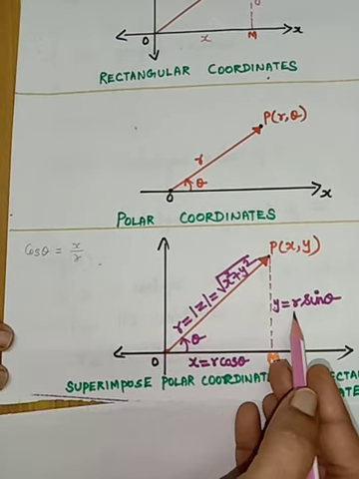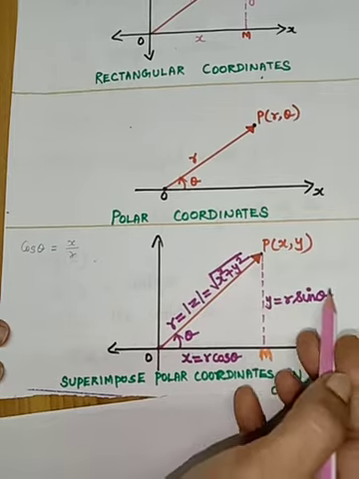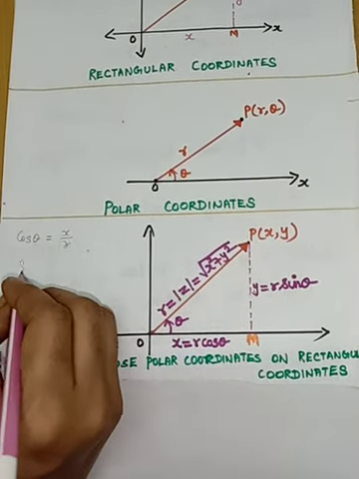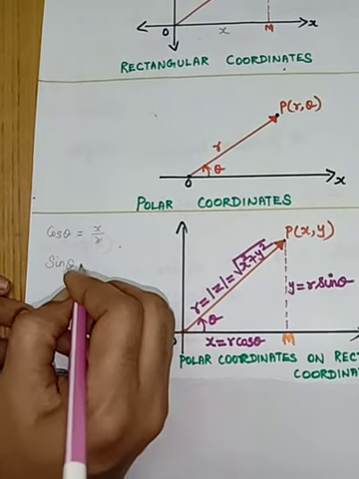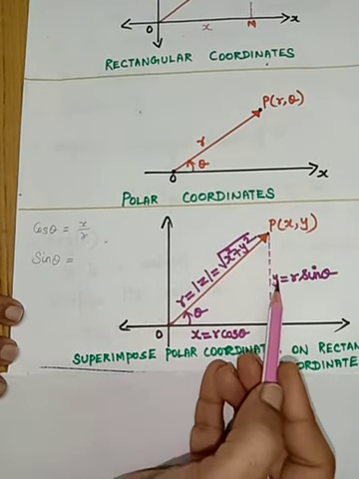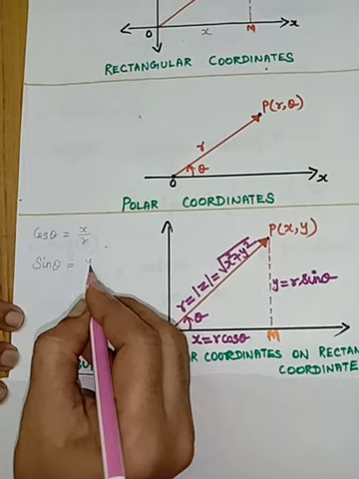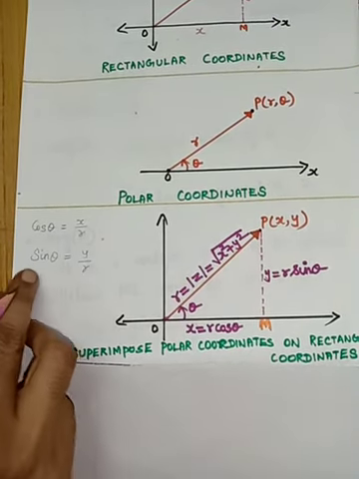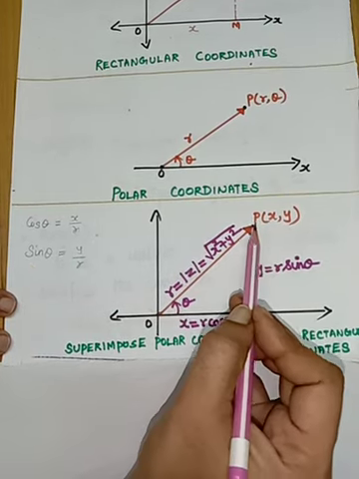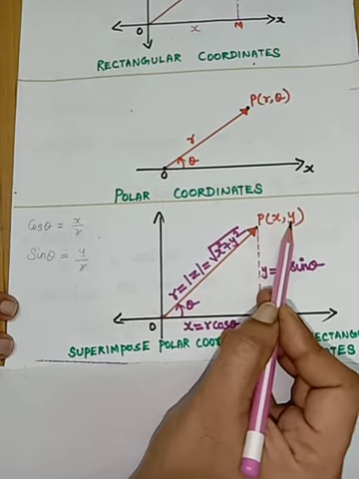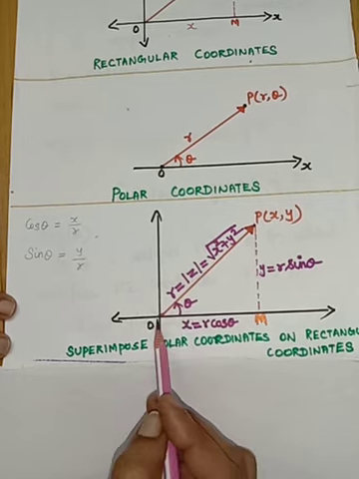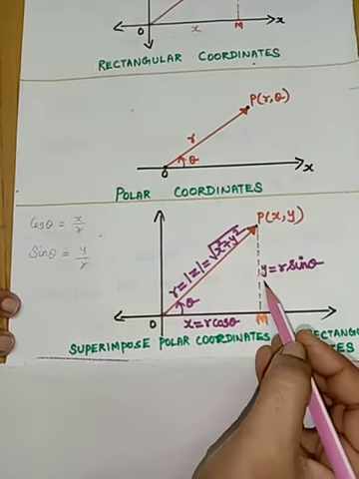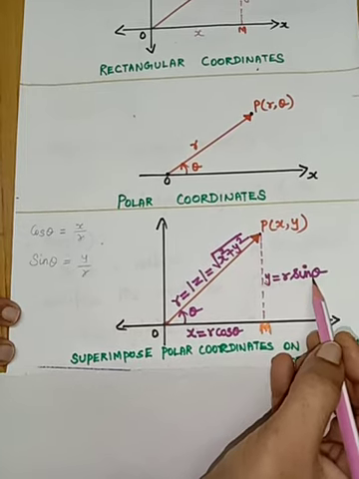Similarly, y is equal to r sin theta. How has r sin theta come? In the triangle, just find sin theta. Sin theta is equal to the opposite side. What is the opposite side? Y. What is the hypotenuse? R. So y is equal to r sin theta. So this point having the coordinate x comma y, now x is equal to this distance OM, which is r cos theta, and y is equal to r sin theta.